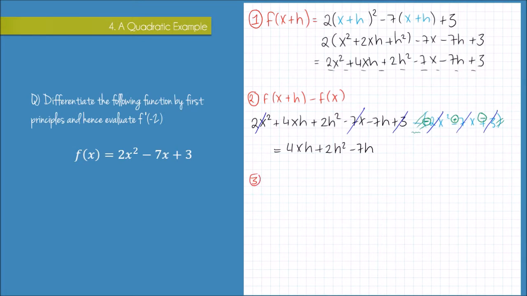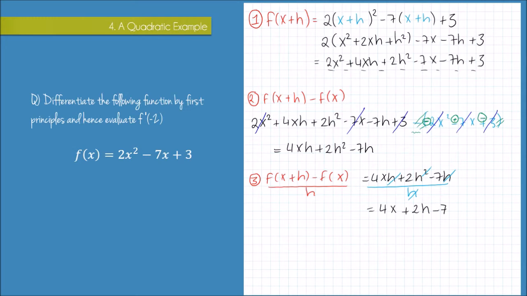Alright, then step 3, we take our results from the previous step as usual, and in this step we divide by h. So I'm taking my 4xh plus 2h squared minus 7h and dividing everything by h. So you can see there's an h in all of the terms in the numerator, so I can divide everything by h then. And that leaves me with 4x plus 2h minus 7.